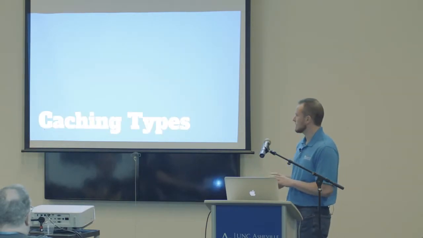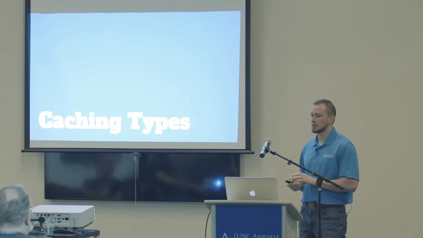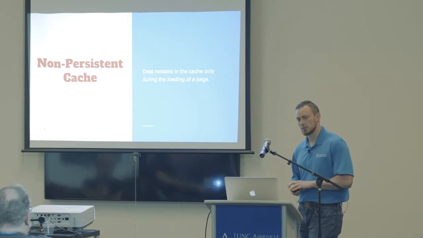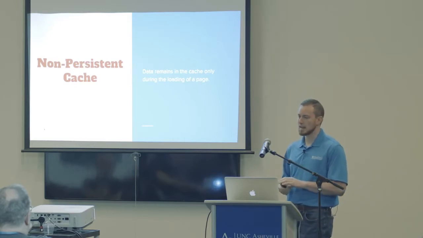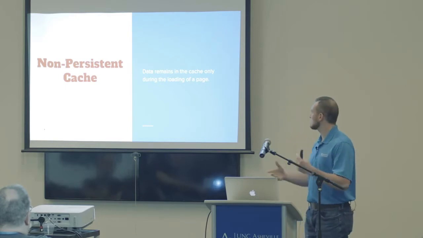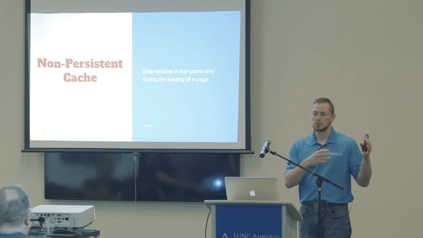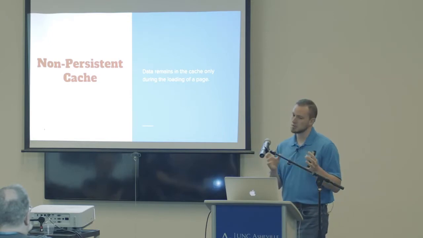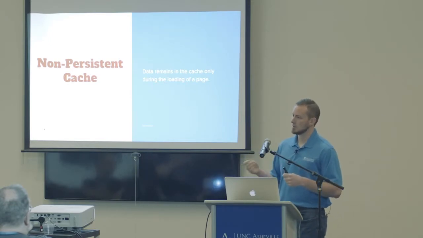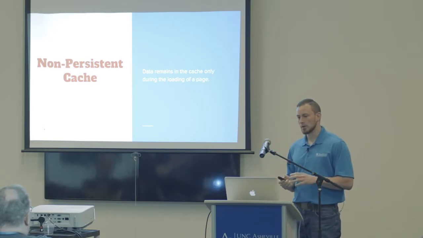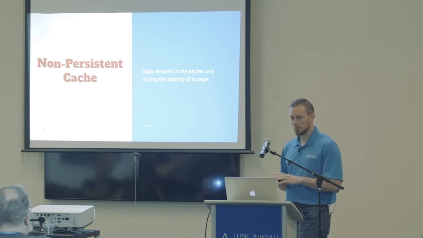So let's take a look at the general types of caching that there are. In a very general sense, we have two things. We have one, which is the non-persistent cache. This is where, in a given page load, any resources that are requested within the context of loading that page are cached, but only for that specific page load. So they're not persisted beyond that. And WordPress uses this, and we'll go into that a little bit more in a bit.